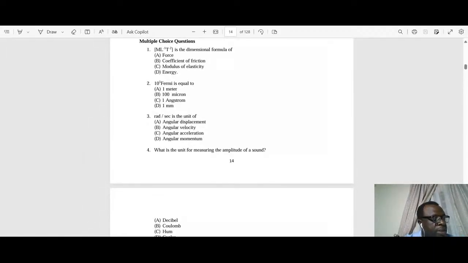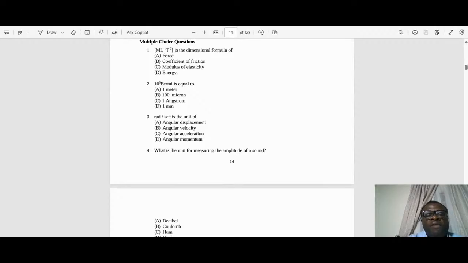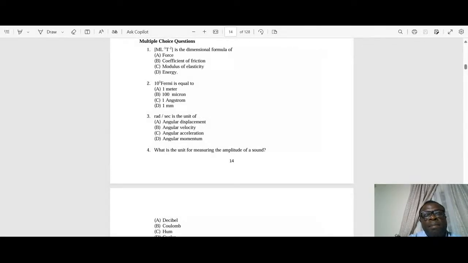So it means we are multiplying. We only multiply when you are converting. So if you multiply 10 raised to power 5 times 10 raised to power minus 15, the answer will be 10 raised to power minus 10 meters. Let me come again.